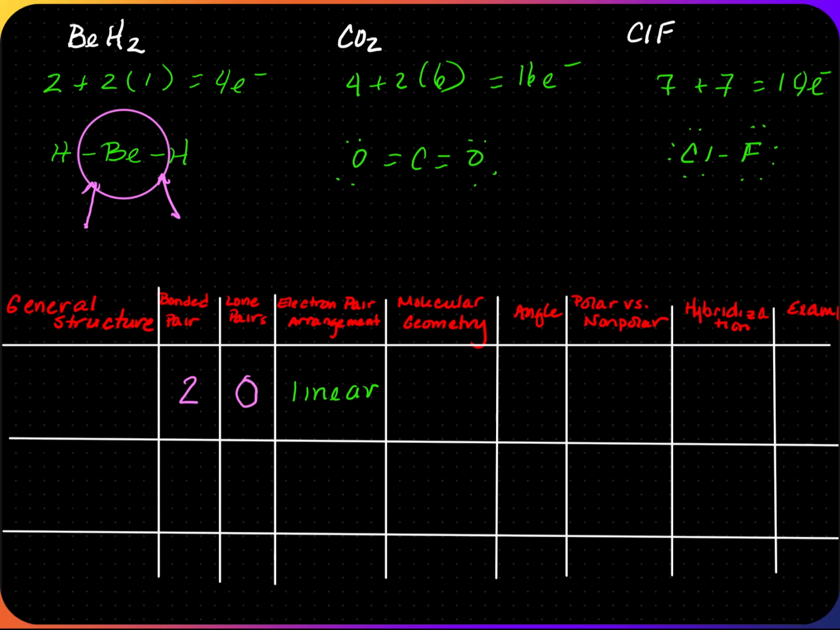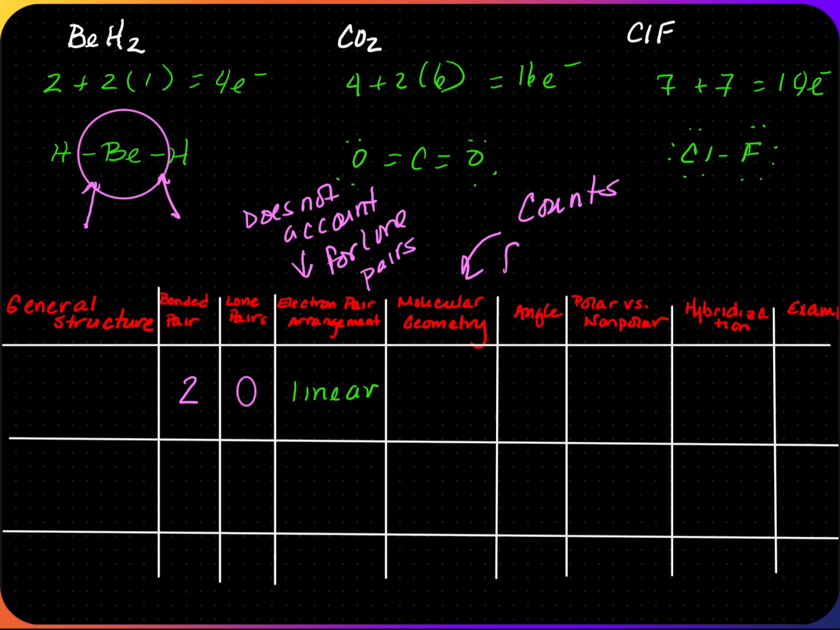It has 0 lone pairs because if I look at the central atom Be, there are no lone electrons. We only see bonded pairs. Since there are no lone pairs, my electron pair arrangement here does not account for lone pairs. Molecular geometry counts the repulsion from the lone pairs. Since there's no lone pair, my electron pair arrangement and molecular geometry will be the same. Whenever there are no lone pairs, the electron pair arrangement and geometry are the same. Since it's linear, or a line, the angle of a line is 180 degrees.